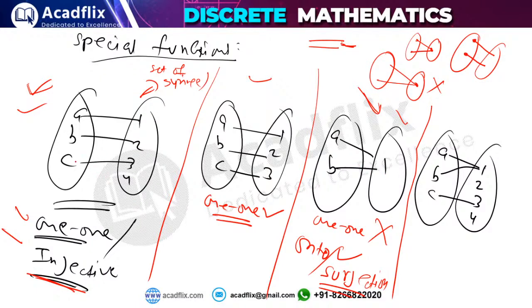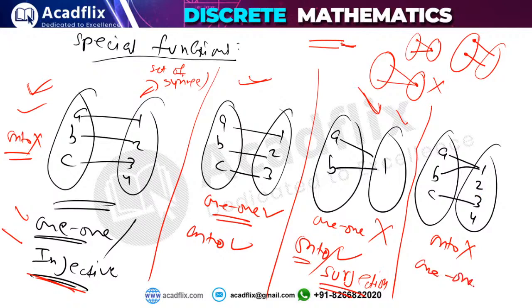For example, this is not surjective. You see this is not onto, because 4 has no pre-image. So this is not onto. Another name for onto is surjective or surjection. This one is onto. Why? Every element in the codomain has a pre-image. This one is not onto because 4 has no pre-image, and 2 has no pre-image.